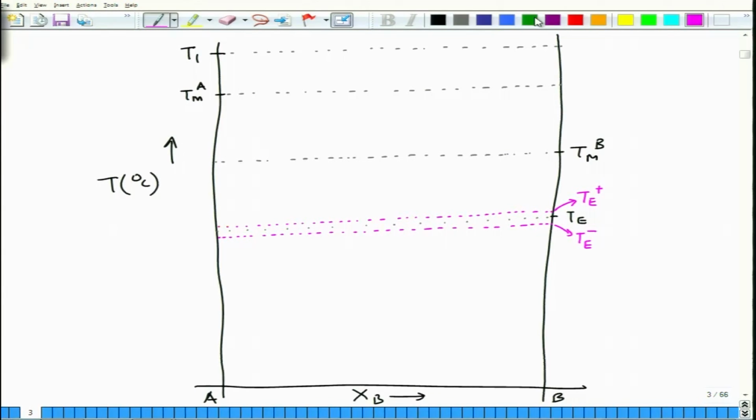So first thing that we observed was at T1 everything was liquid. At a temperature T2, which is between TMA and TMB, of course at TMA both solid and liquid phases will be in equilibrium. At this temperature we had an alpha region somewhere here, followed by a liquid region.